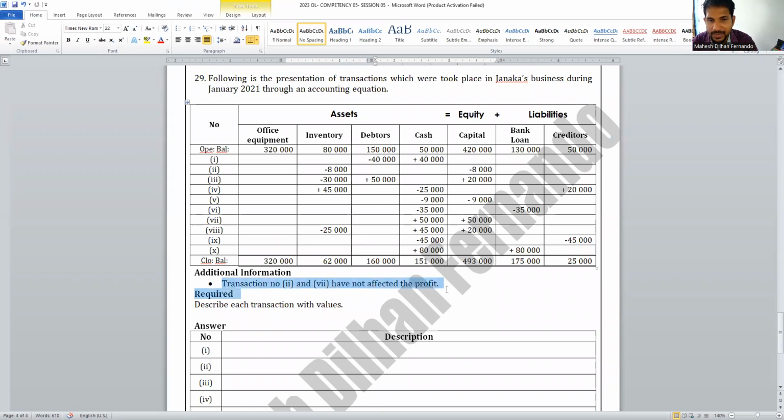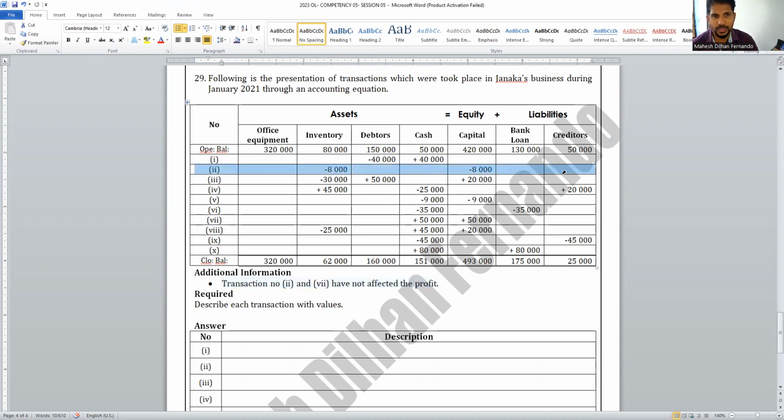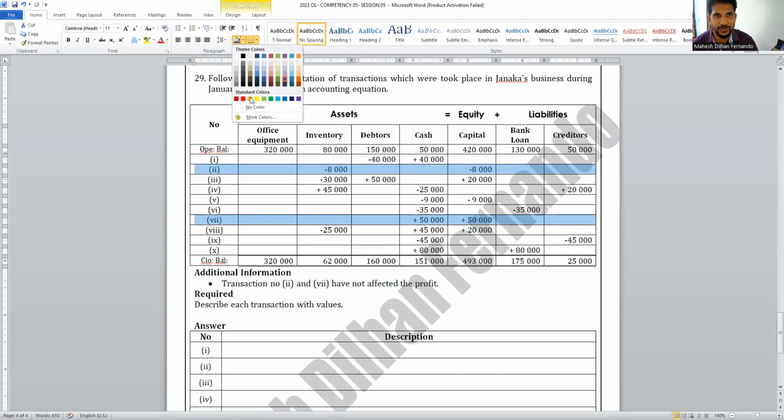Transaction number 2 and 7 have not affected the profit. So transaction number 2 and transaction number 7 have not affected the business. Because, do you see, there is a reduction to the capital and there is an increase to the capital.